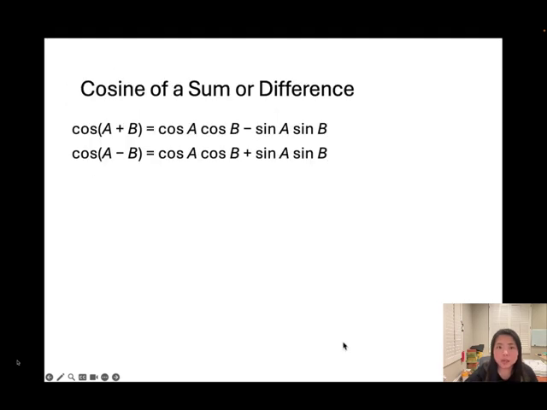So far, we do have the cosine of a sum and difference. I need you guys to remember it. If I give you cos(A + B), you should be able to break it down into here. Or if I give you the right hand side, you're going to recall that this is the cosine of a sum or difference.